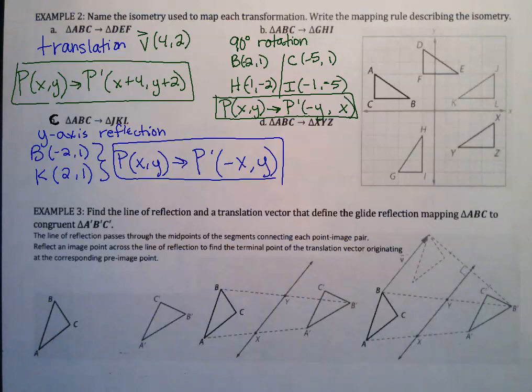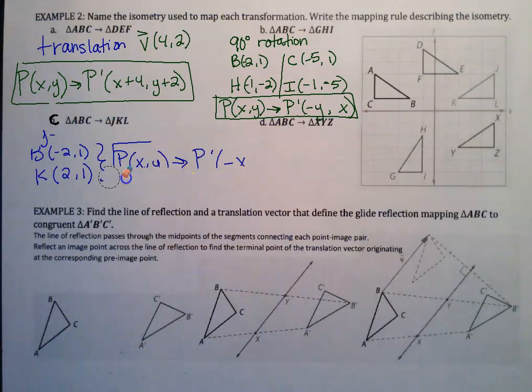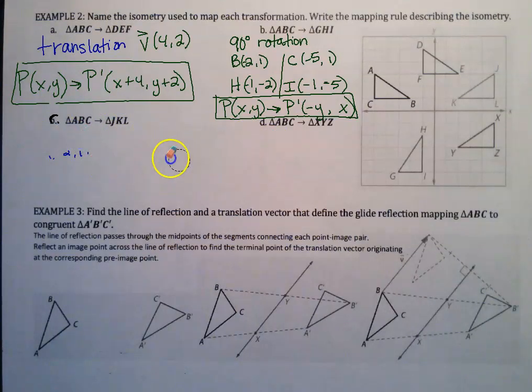Excellent. Are you guys okay if I erase this? Okay, because I need some more room. Okay. All right. So it's a glide reflection.